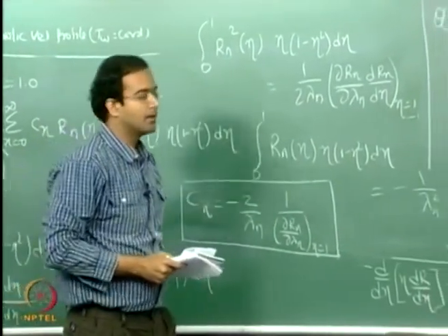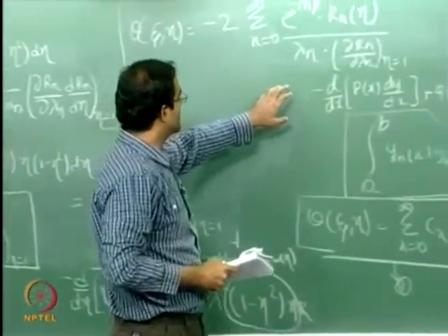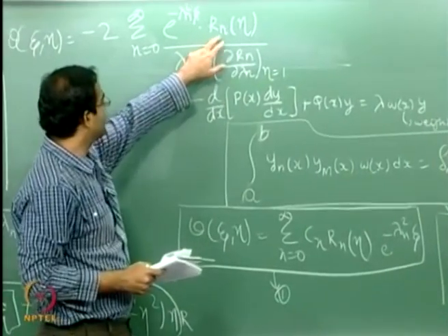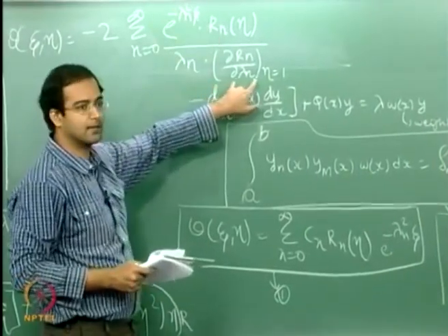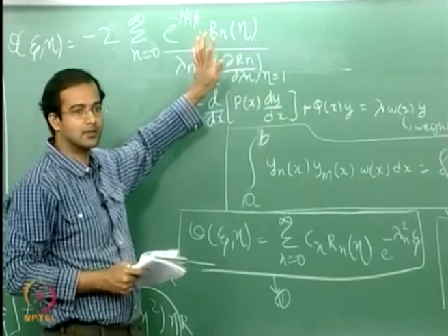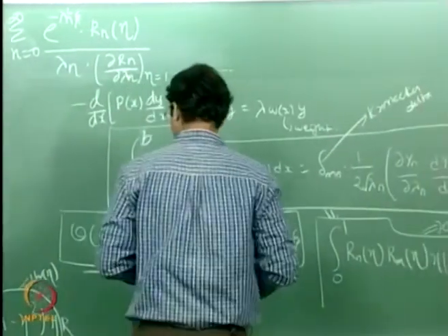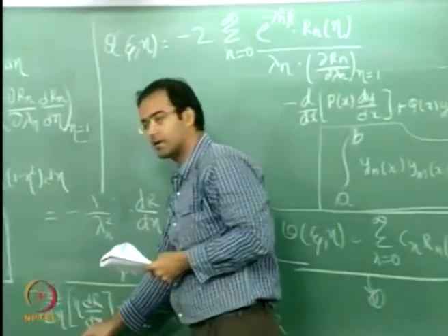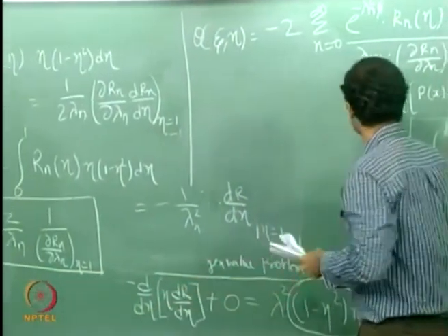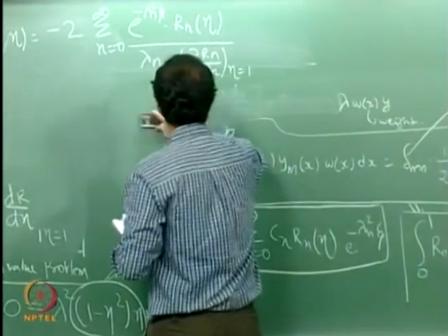Alright. So finally, once I know my eigenfunctions, my eigenvalues and this derivative, I can now find the solution for theta. So this is my final solution. I will go further and calculate the expression for the Nusselt number, the local Nusselt number.